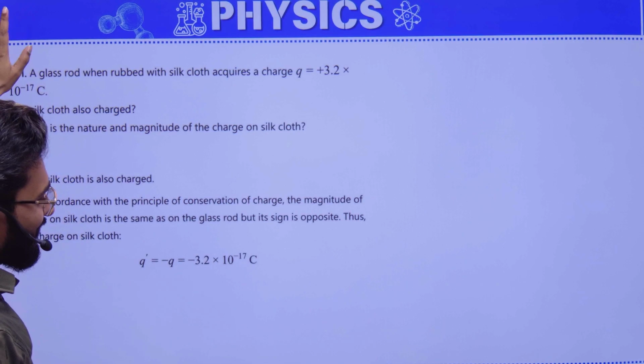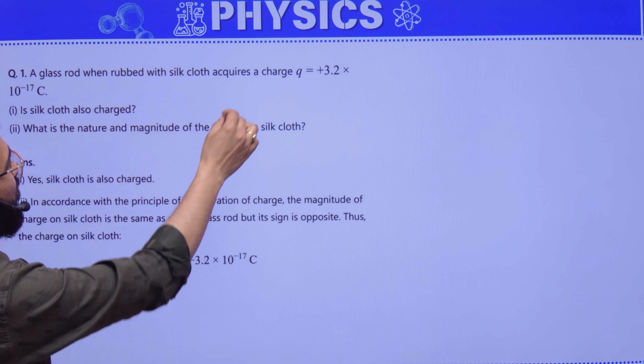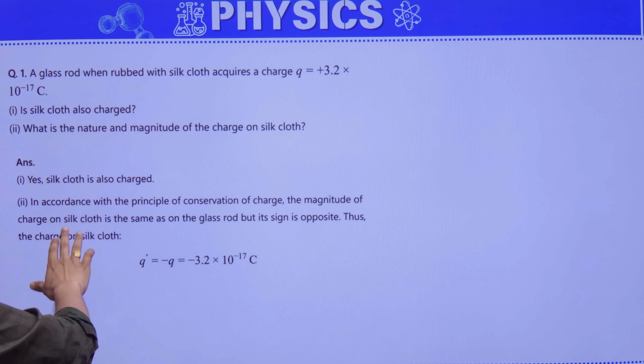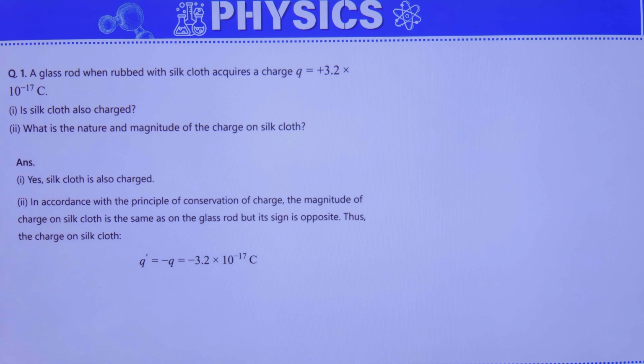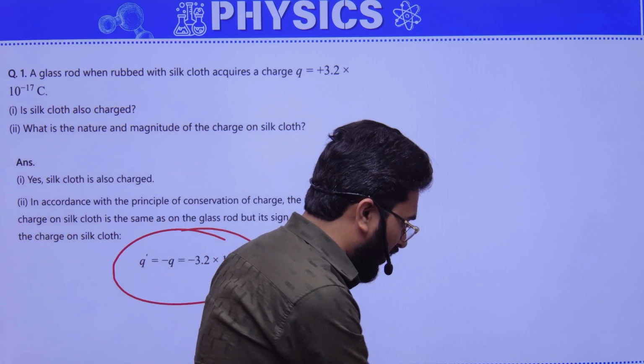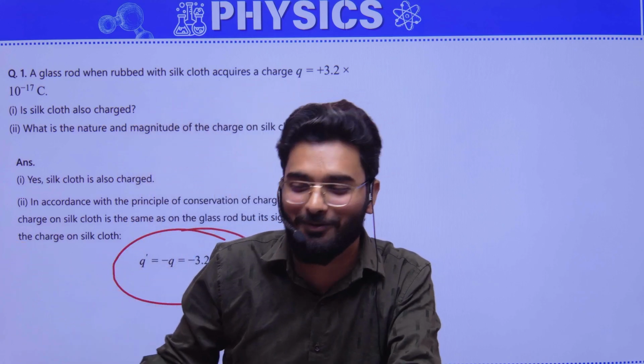And this is the question: a glass rod when rubbed with silk cloth acquires a charge Q equal to plus 3.2 into 10 to the power 17 coulomb. Is the silk cloth also charged? Yes, both are charged. And what is the nature and magnitude of the charge on the silk cloth? Both are equal. So we will stop here, because my next class is organic chemistry on YouTube.